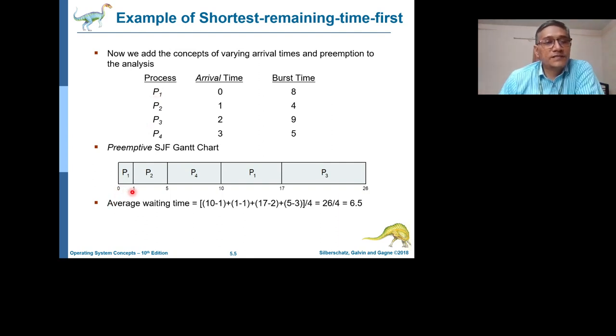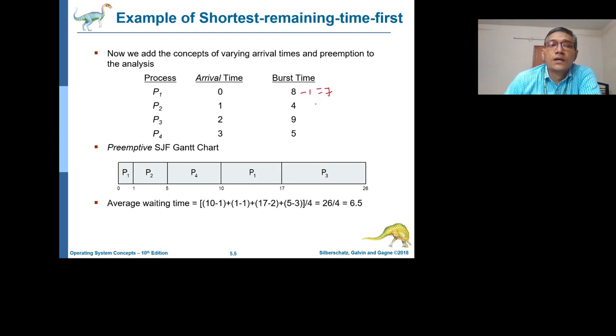Why is it 1 millisecond? Because at 1 millisecond P2 arrives. When P2 arrives at 1 millisecond, it is the scheduler's responsibility to compare the burst times of P1 and P2. P1 has already executed for 1 millisecond, so the burst time should be reduced by 1. So 8 minus 1 is equal to 7. So P1 requires 7 milliseconds.